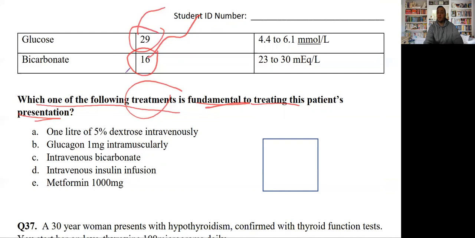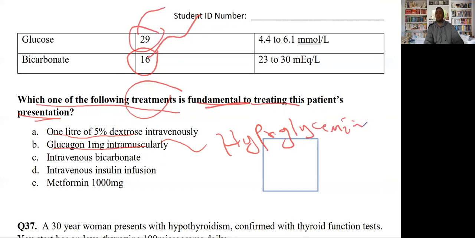Which of the following treatments is fundamental in treating this patient? 1 liter of 5% dextrose intravenously. Usually we are not starting with 5% dextrose, we are starting with normal saline, NaCl 0.9%. Glucagon 1 milligram intramuscularly. Glucagon is usually given for hypoglycemia, not for hyperglycemia. So glucagon here is wrong.